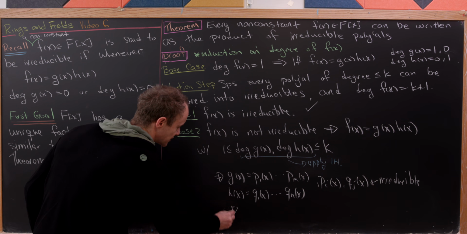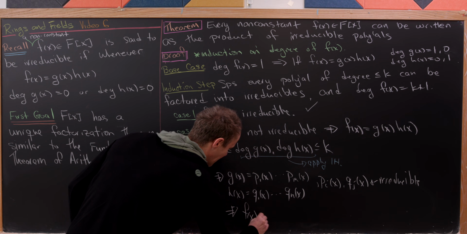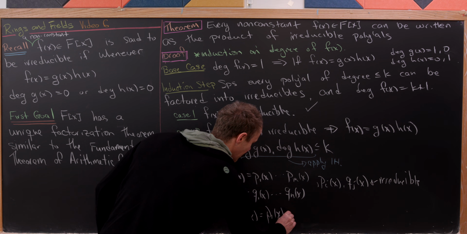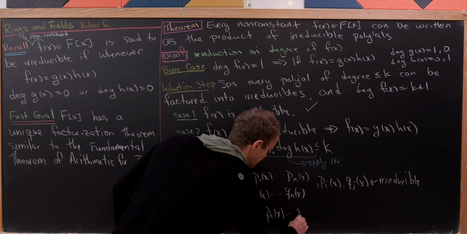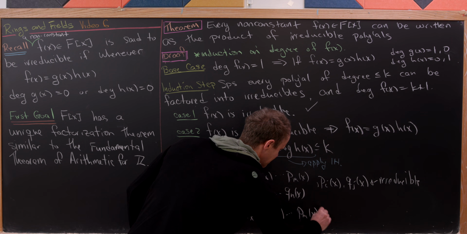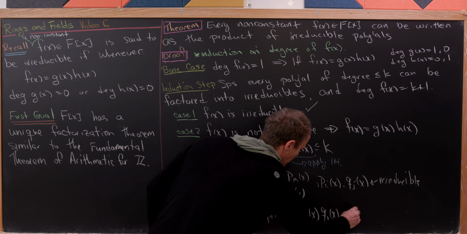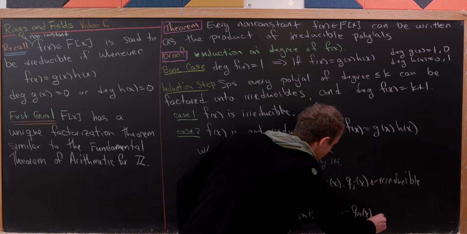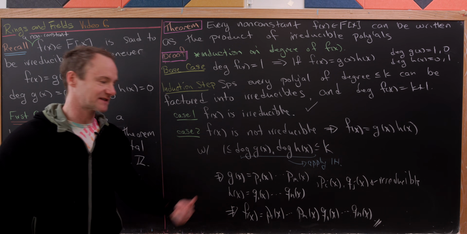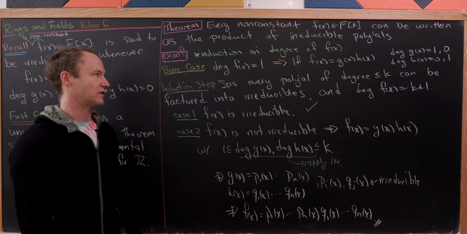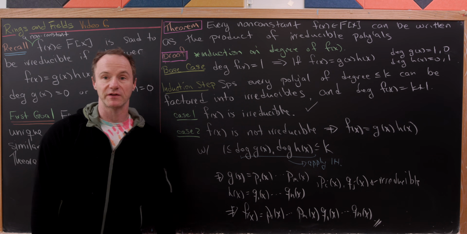But now we can just smash this stuff back together, and we have f of x is equal to p1 of x all the way up to pm of x times q1 of x all the way up to qn of x, and we have just written f of x as the product of irreducible polynomials. Okay, so that's what we needed for this theorem.